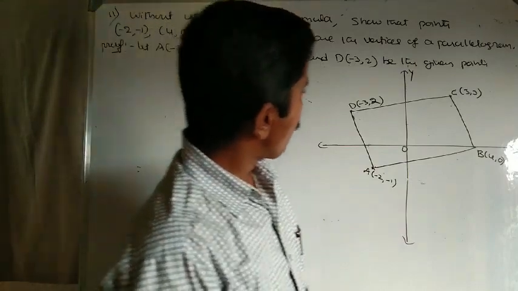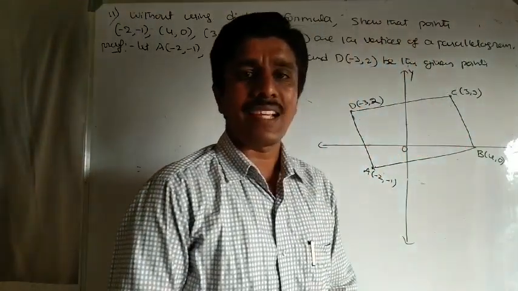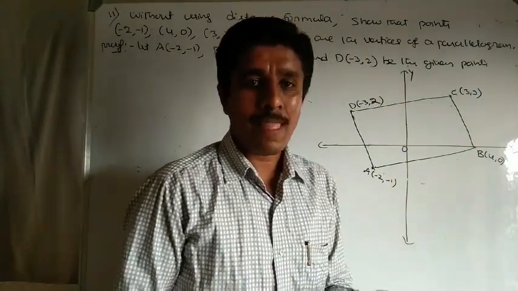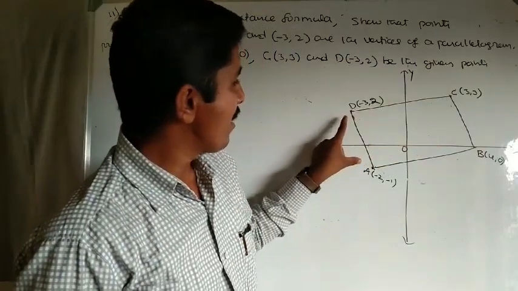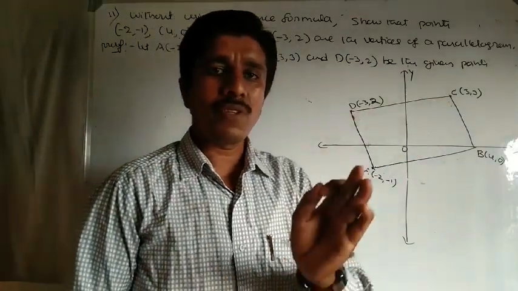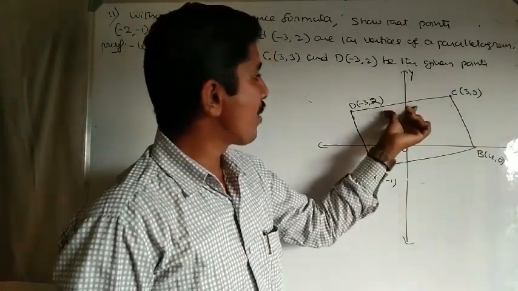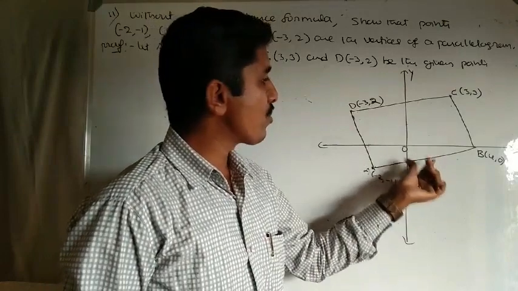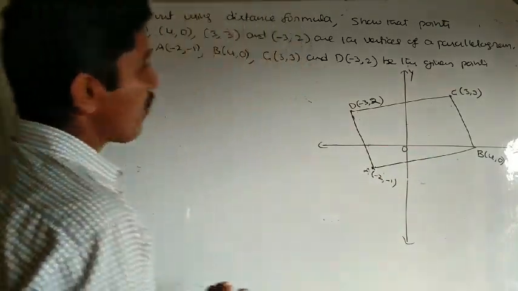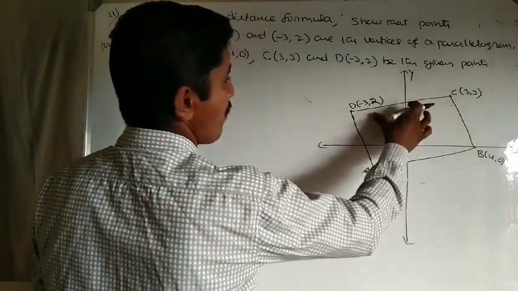So now I am going to prove that opposite sides are parallel, using the straight line concept. Here AD is parallel to BC, which means we have to prove that the slopes of opposite sides are equal. AB is parallel to DC, which means we have to prove that the slopes of these two sides are equal. Therefore, first I am going to find the slope of AB and the slope of DC.